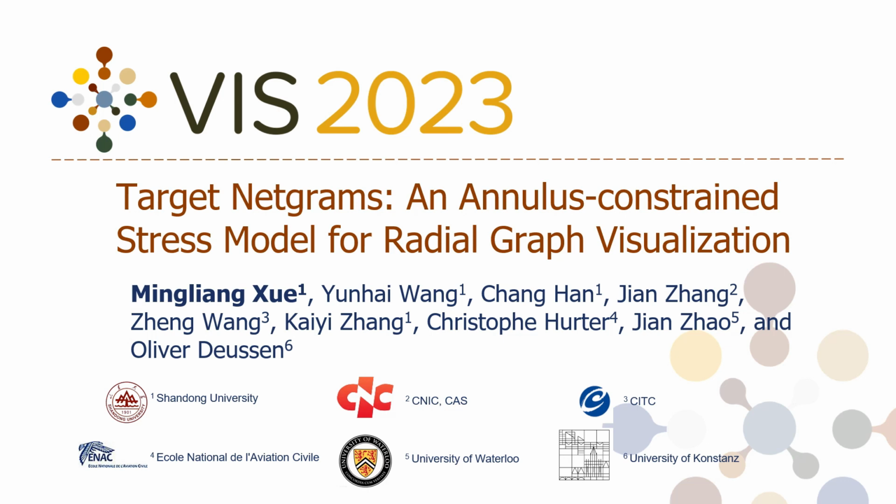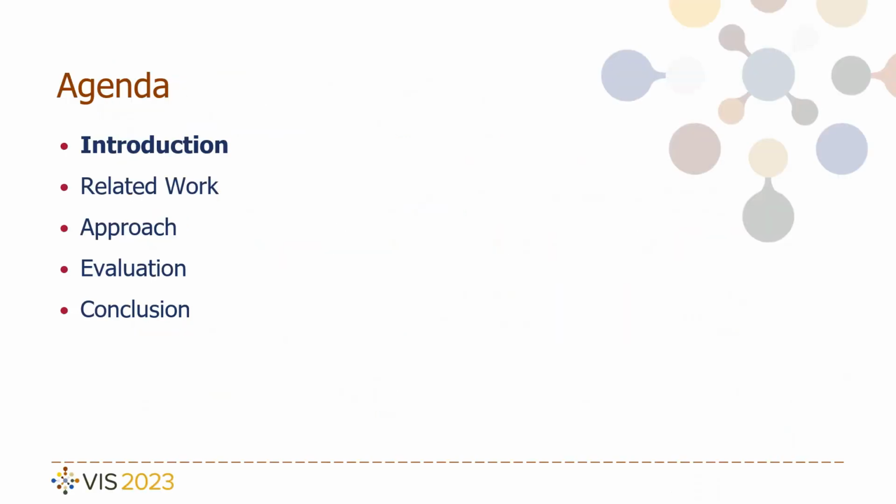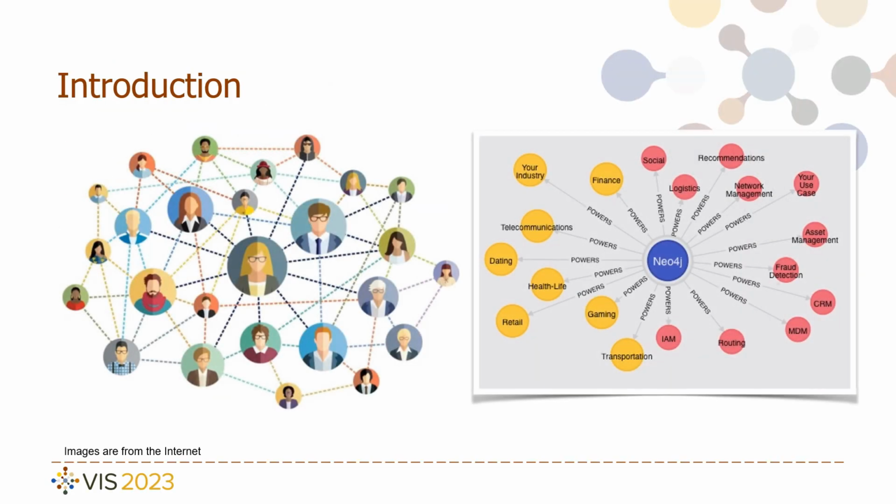My talk is titled Target Netgrams, an Annulus-constrained stress model for radial graph visualization. This is our agenda. Graphs are very common data structures on the internet, such as social networks. In social networks, users often care about an important node and its neighbors, and many methods have been proposed to explore such subgraphs centered on important nodes.